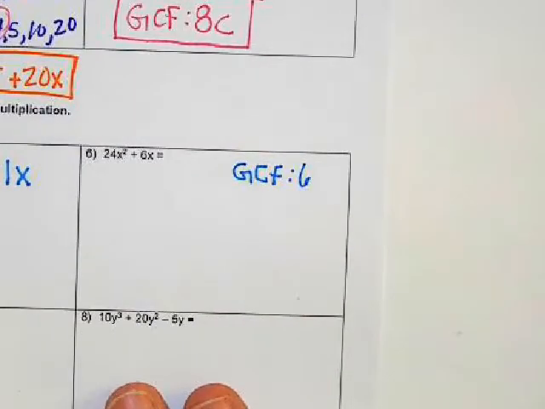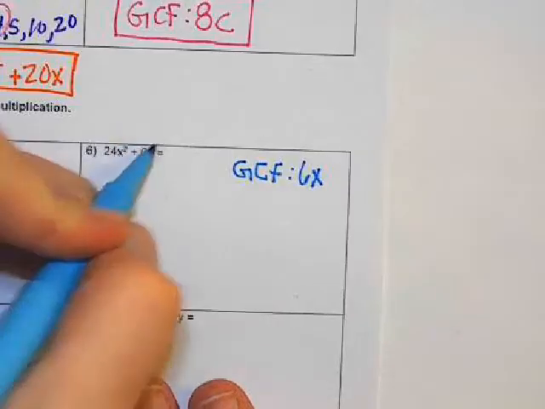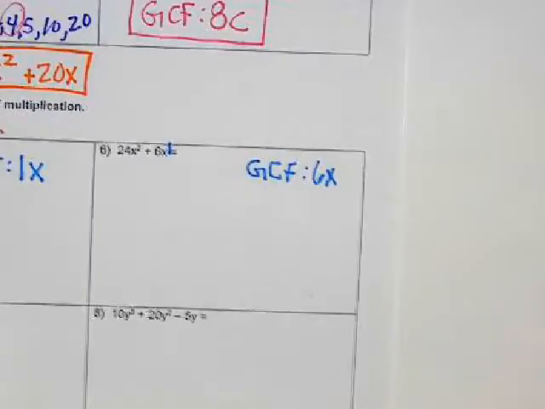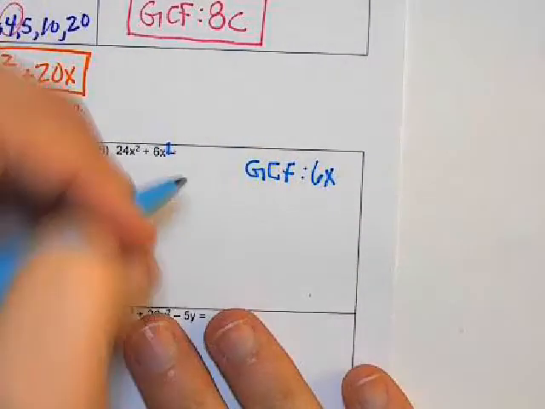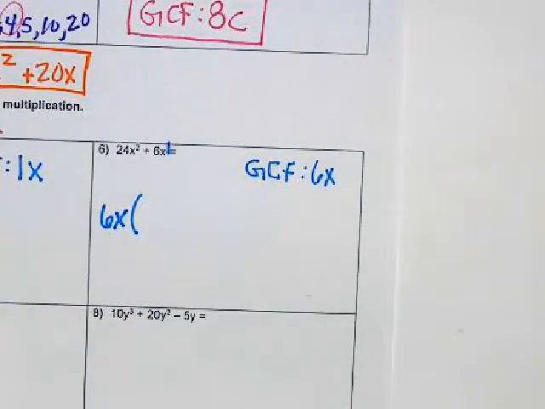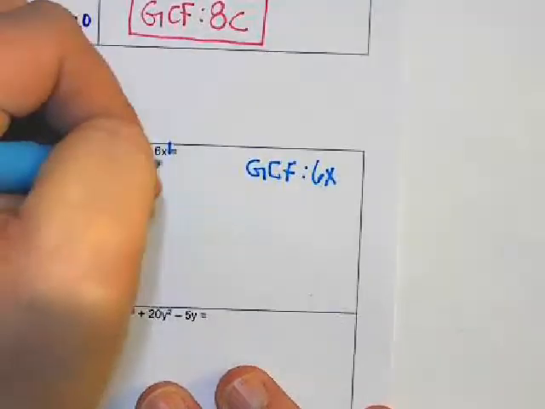Do they both have an x in common? Brandon, wake up. Yes. And my smallest exponent is 1. Okay, that's step 1. Find the GCF. Step 2. Write GCF outside parentheses. So here's my GCF, and I put it on the outside. Step 3. Divide by GCF. 6x, 6x.